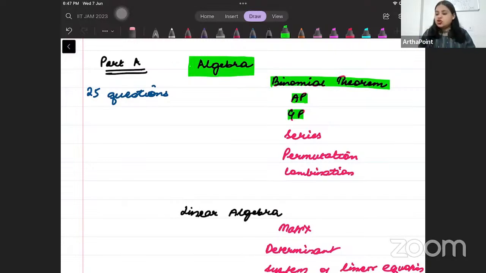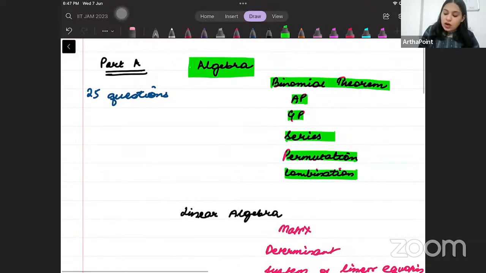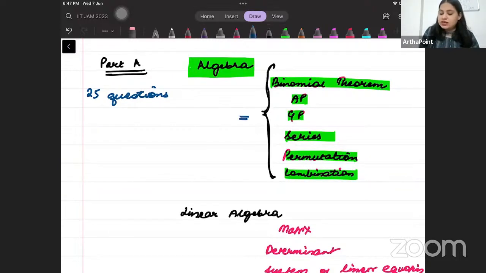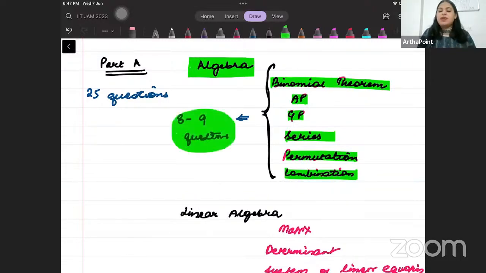So AP, GP, series, permutation, and combination are the kind of questions that you should be focusing a lot on. Out of 25 questions, you can imagine that there are going to be 8 to 9 questions on this aspect. So this is how important this is. 8 to 9 questions only on AP, GP, binomial series, and permutation combination.